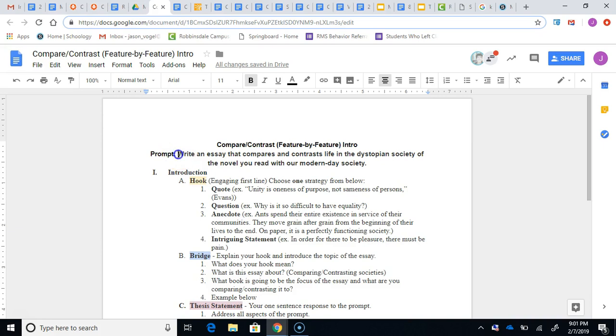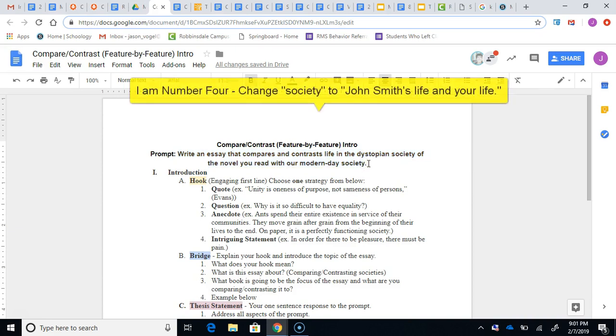The prompt for this essay is as follows. Write an essay that compares and contrasts life in the dystopian society of the novel you read with our modern-day society. Remember, if you're reading the book I Am Number 4, instead of comparing and contrasting societies, you will be comparing and contrasting John Smith's life with your own.